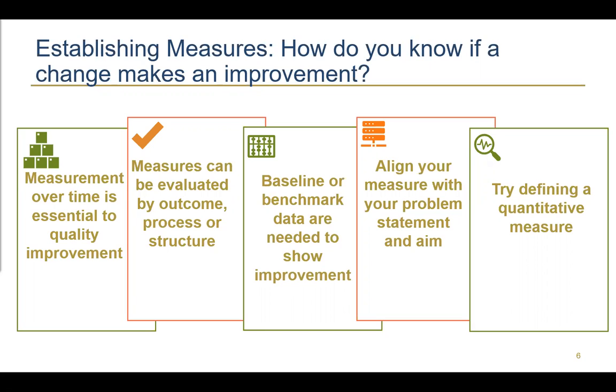You will need to capture the baseline or benchmark data in order to show improvement. This can often be a challenge, identifying what is the correct data and where to find this data. Some small changes are around understanding your data in, for example, your electronic health record or in your organization's documentation. It is imperative to align your measure with your problem statement and the aim. And your main measure should be quantitative, number-based, but it is important also to collect qualitative information.